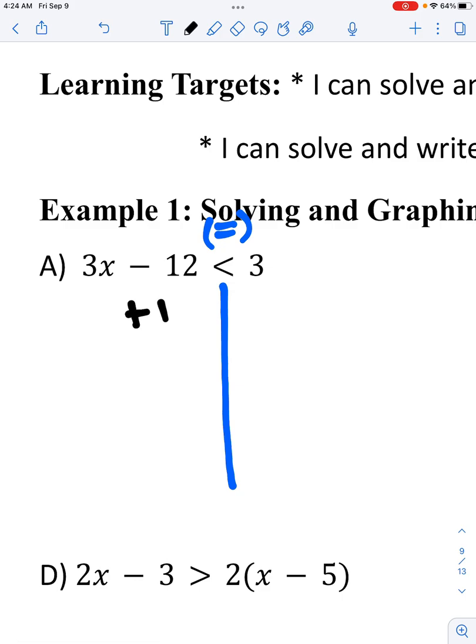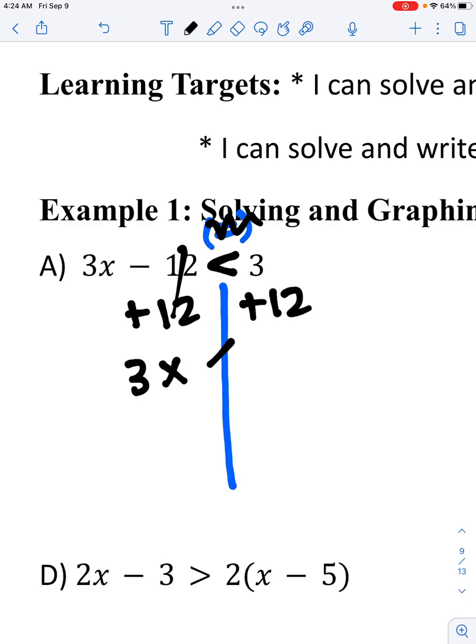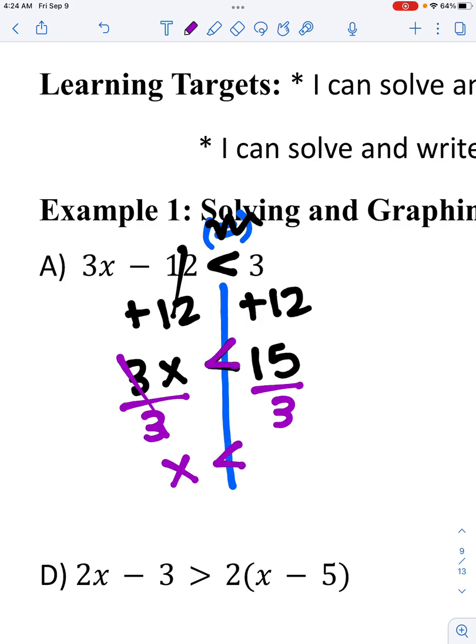So x is on this side, so I would have to add 12 to both sides. This symbol right here is not actually an equal sign, but we're applying those same steps. This sign carries straight down, so it's still a less than symbol. And 3 plus 12 is 15. My next step would be to divide both sides by 3, and that would leave me with x, and again bring down that symbol, still less than. 15 divided by 3 is 5.